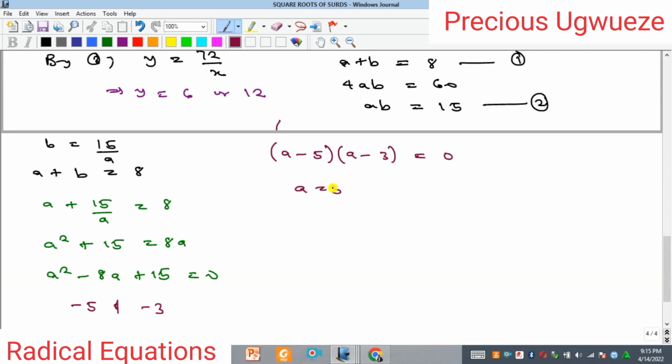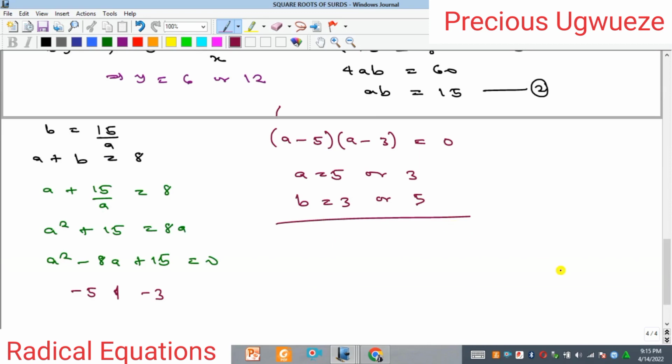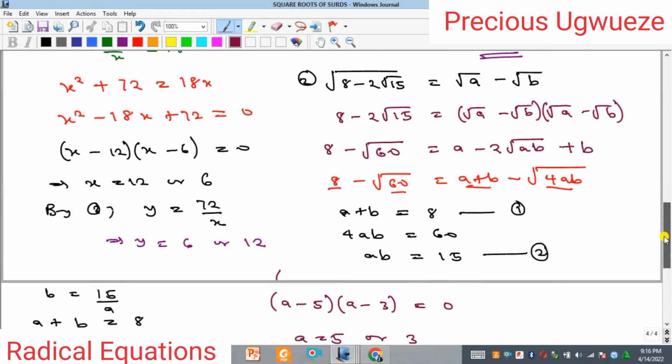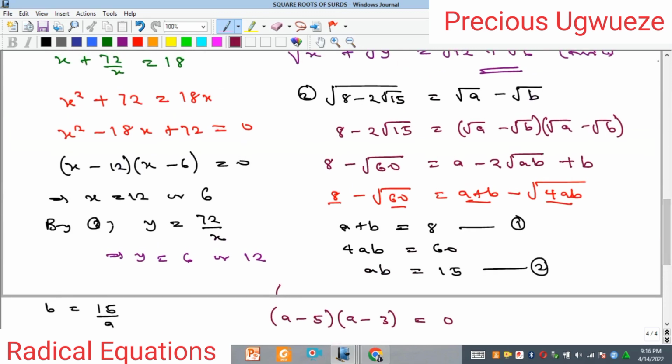Okay, and that being the case, please, when you are doing a subtraction, you are going to be careful. If it is addition, you're just going to have the same answer twice, but in this case it's going to be different, because when our a is 5, remember under here you have that b is equal to 15 over a. So when a is 5, b will be 3, and then when a is 3, b will be 5.